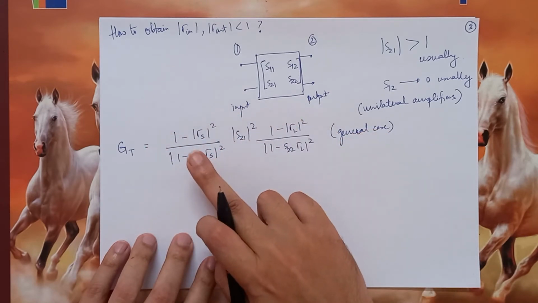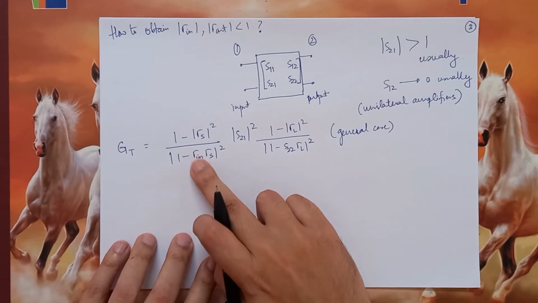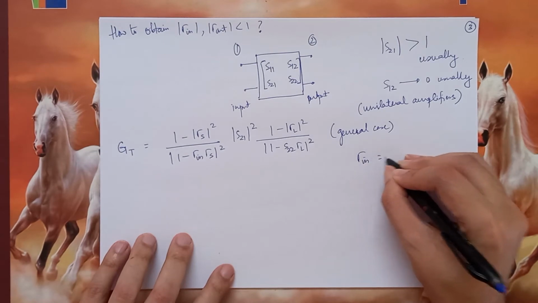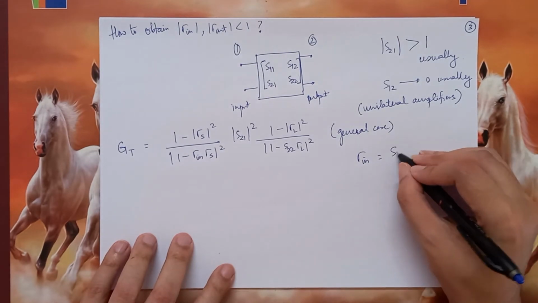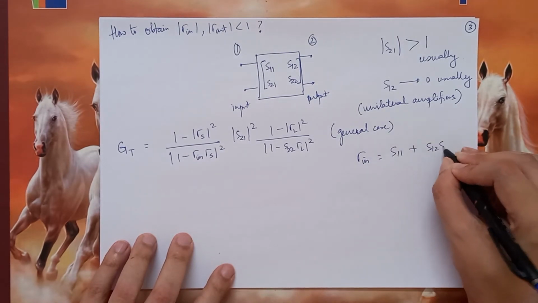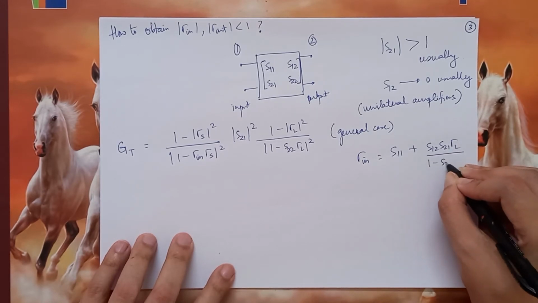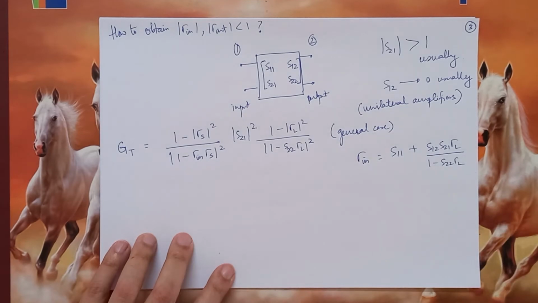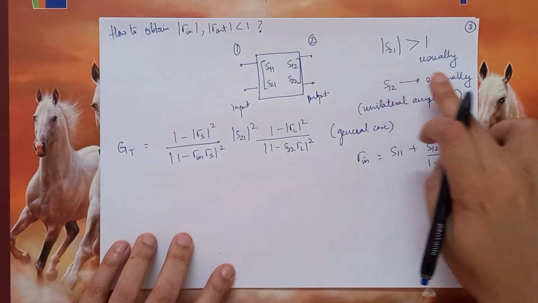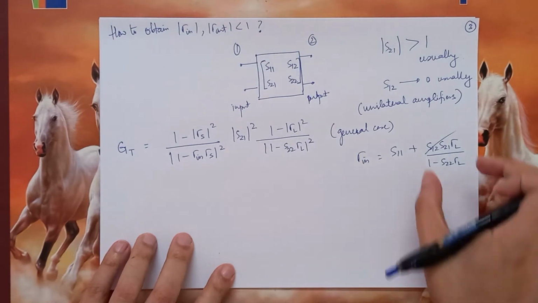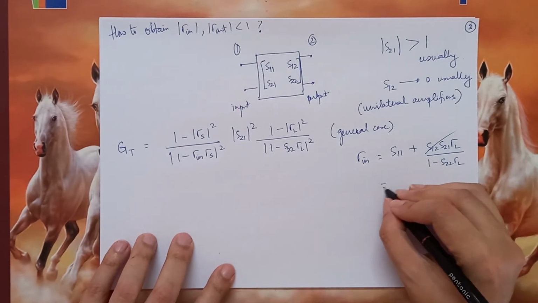We cannot see it, but S12 actually influences gamma in. So if gamma in, as we have derived the expression earlier, is S11 plus S12 S21 gamma L divided by 1 minus S22 gamma L, then if S12 tends to 0, this entire second term will vanish and gamma in will be equal to S11.